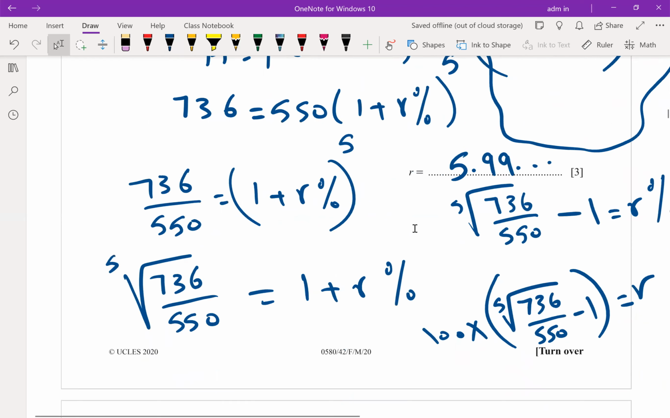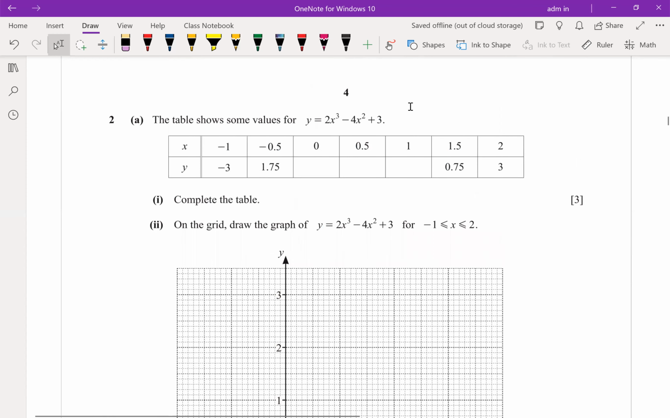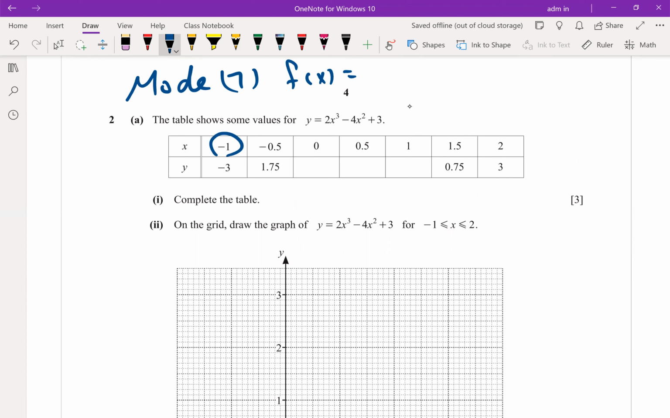Question number 1 clear? Question number 2. Fill the table by substituting each value: substitute by 0, substitute by 0.5, substitute by 1. You can use your table mode 7. You can write directly in mode 7: the function f of x, start -1, end 2, step 0.5. You will get this table.